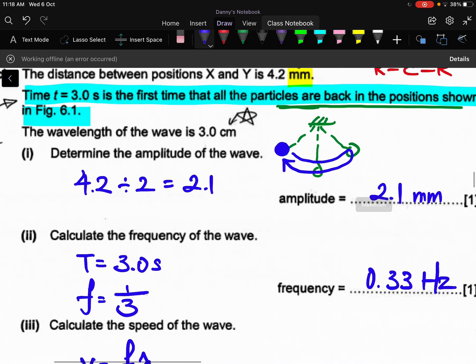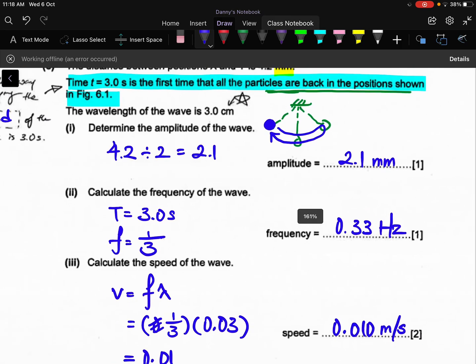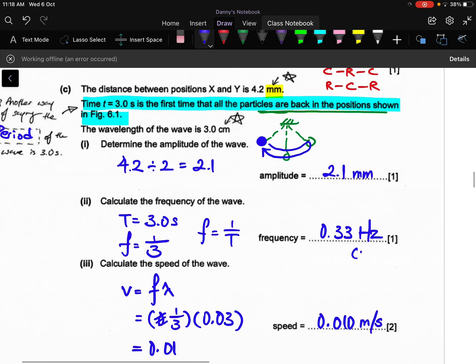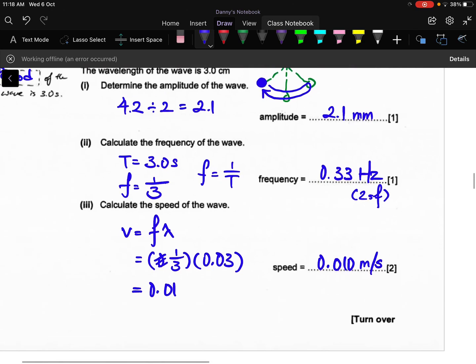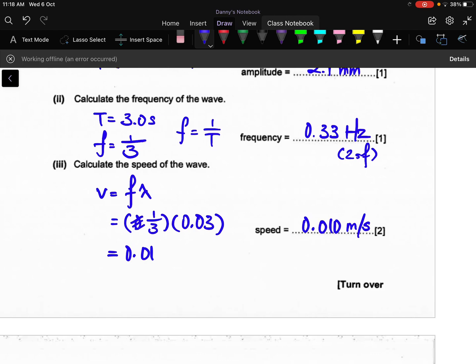So amplitude, I have already answered at the beginning. Part 2, like I have explained, the 3 seconds is the period, so you can use f equals 1 over T. There's a formula like that to find the frequency. Remember 2 s.f. Then after that, to find the speed, v equals f lambda, 2 s.f. Okay, so it is quite straightforward.